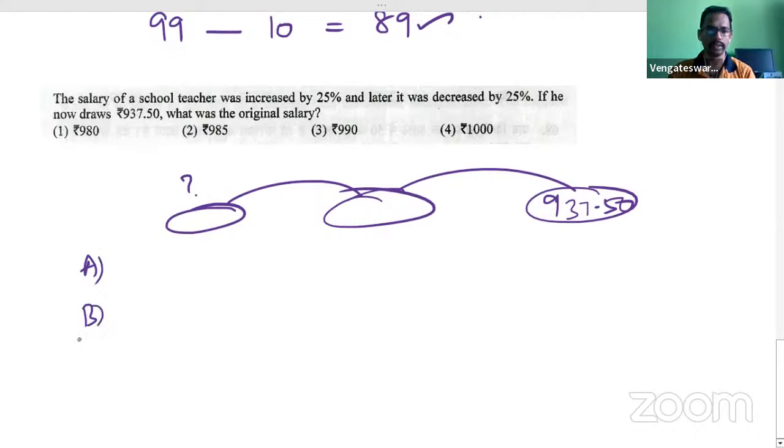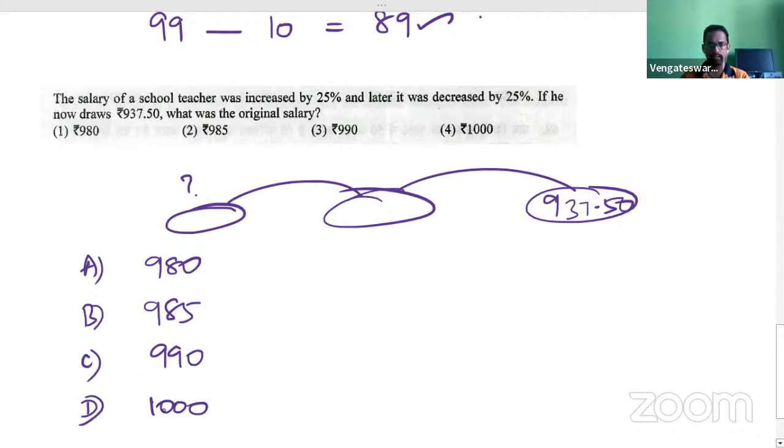And we have the options: 980, 985, 990, 1000. Now, since we are asked to find the original salary, which is available in the list of options, it's better to start from the options itself. We'll start with some easy numbers, round numbers, and that will efficiently save your time. A very good round number is option D, 1000. So let's try starting from 1000 and check whether it is working or not.